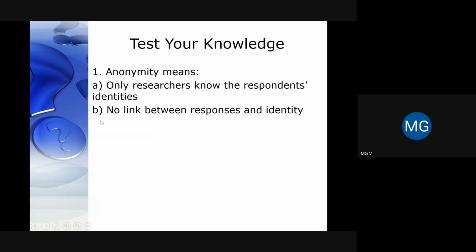Anonymity means only researchers know the respondents' identities, or no link between responses and identity? Yes, A. B. It should be B. Ma'am, okay, two different responses. So others, please. Others also should respond. Yeah, it is basically B, no link between responses and identity.